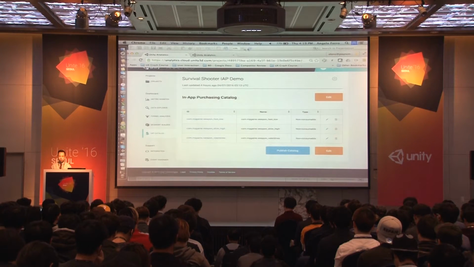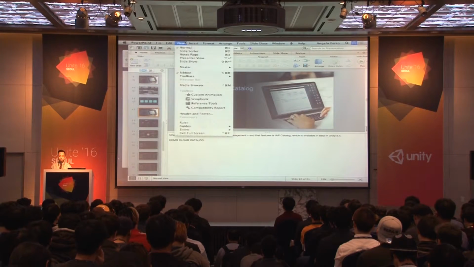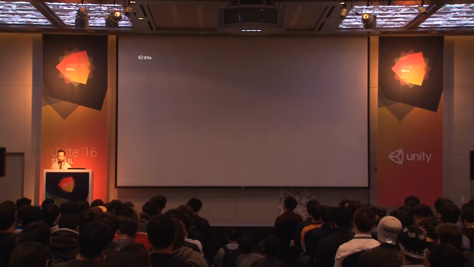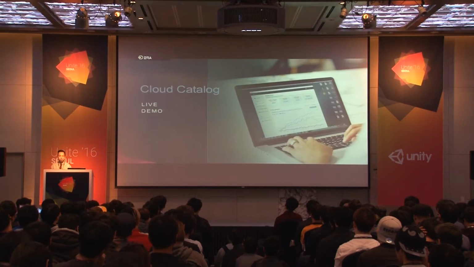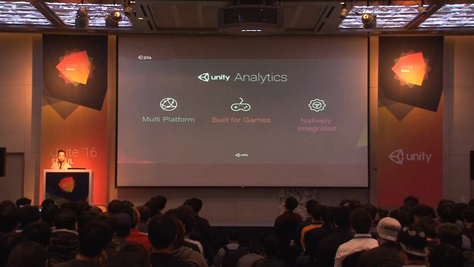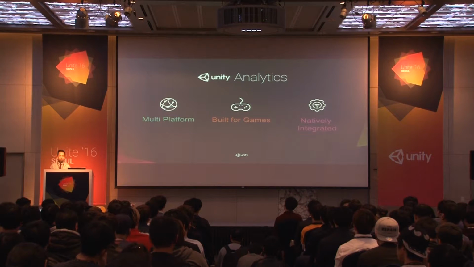And again, the IAP catalog is something that is available in 5.4 in a beta. So if you guys are interested in it, please let us know. We'd be happy to get you guys testing it and giving us your feedback. And so the IAP catalog, again, it's one of the great features that is part of Unity Analytics.